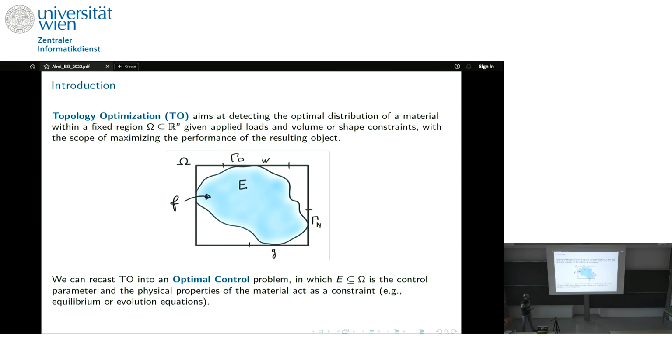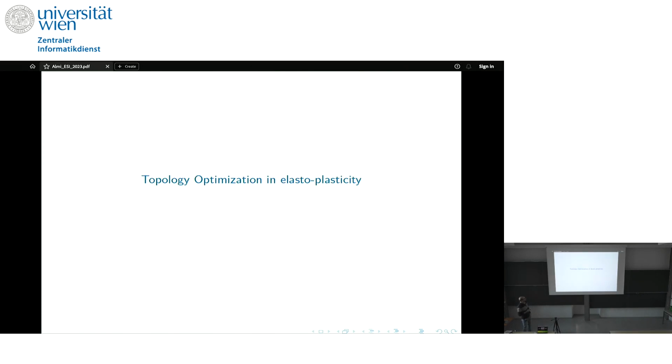Okay, and this is of course an optimal control problem. The control, the variable, is the subset E where you will distribute the material. And the constraint to the problem is the physical properties. What we will start from is elastoplasticity, which at the end of the day would be an evolution problem. But we will actually start from an equilibrium. In the second part of the talk, I will have only elasticity and the interplay with microstructure, so it will be only an equilibrium problem.